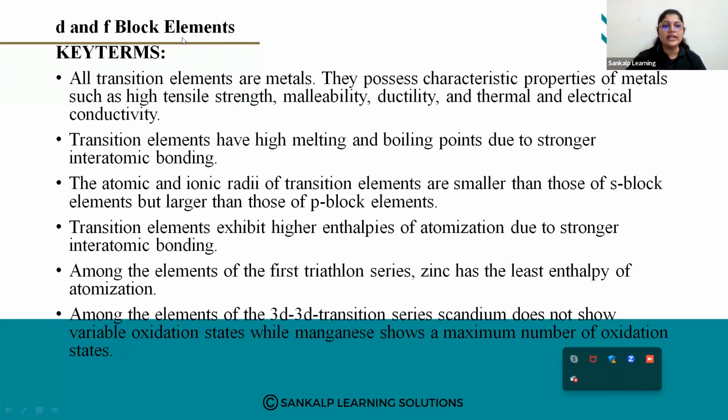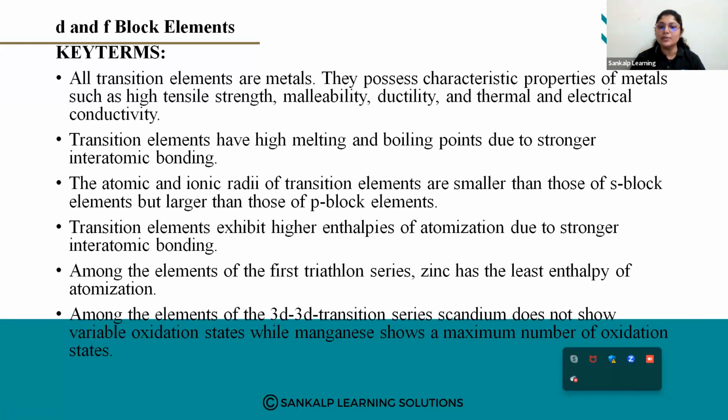So D and F block elements. What is D block elements? D block elements are defined as the elements which are having partially filled D subshell. So they are having partially filled D subshells in their atomic or ionic state.